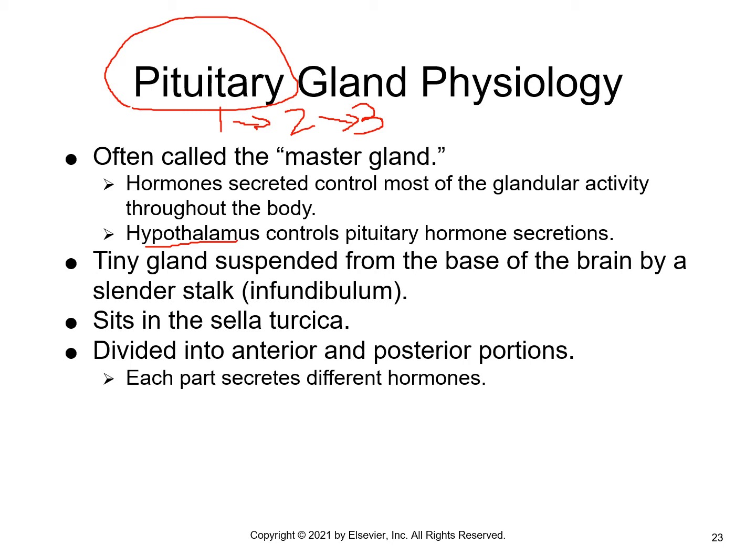Now, the pituitary gland, like I said, is a tiny gland suspended from the base of the brain by a slender stalk called the infundibulum. It sits in that sella turcica, and it's divided into an anterior and posterior portion. Each part, the anterior part or the posterior part, are responsible for their own hormones, and their hormones at the different parts are unique to that particular part.